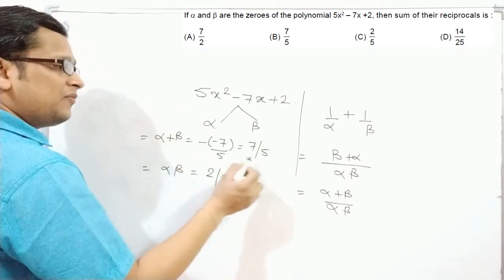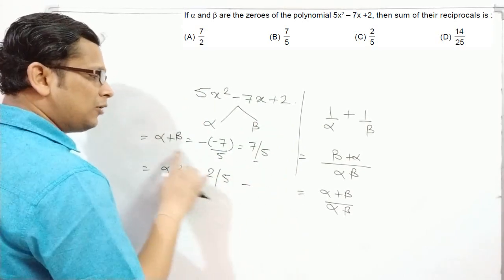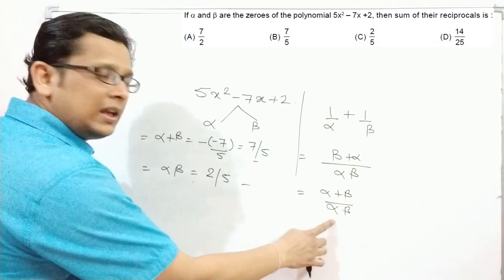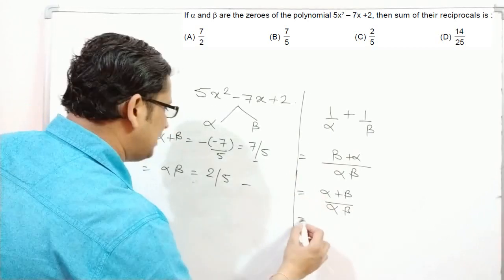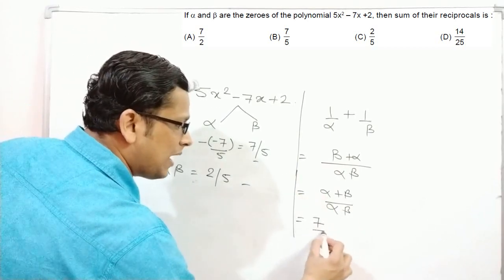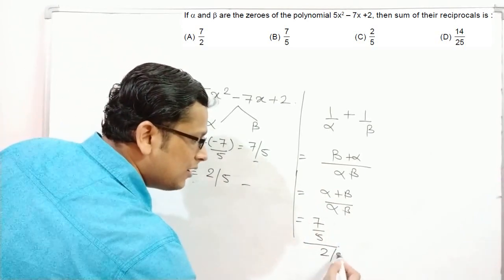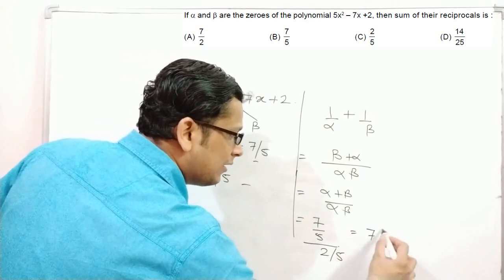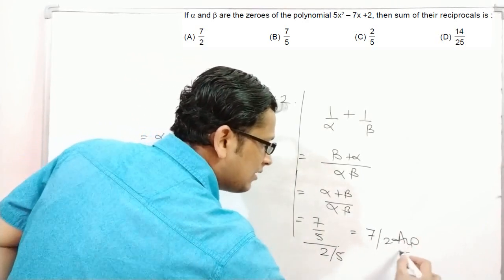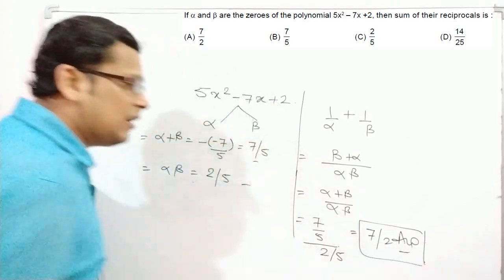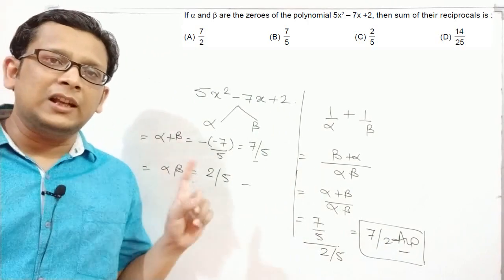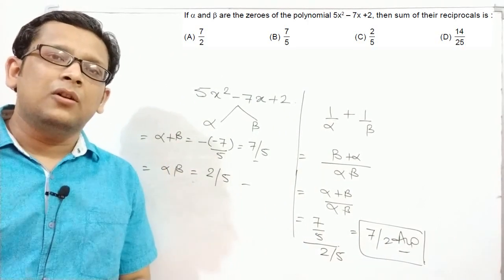So over here from these two expressions we have to put the value of alpha plus beta and alpha beta. So what we get, alpha plus beta is equals to 7 by 5, and alpha beta is equals to 2 by 5. So 5 will be cancelled out and it gives 7 by 2 as our answer. So this will be our answer for the given expression, the sum of the reciprocals of their zeros.